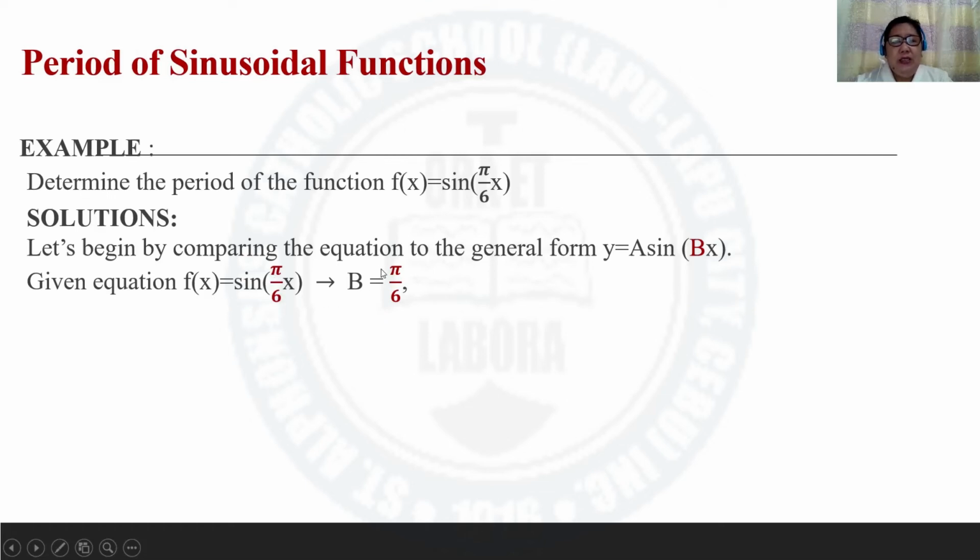So b is pi over 6. That's the numerical coefficient of x. So the period will be p is equal to 2 pi over the absolute value of b. So 2 pi over pi over 6. Then simplify: 2 pi times 6 over pi. Cancel pi, so you will have 12. So the period is 12.